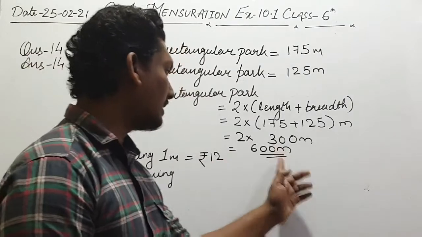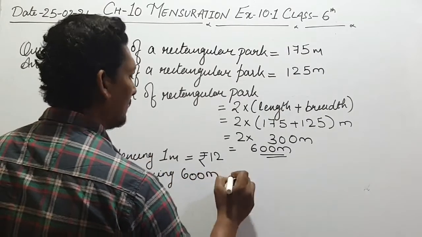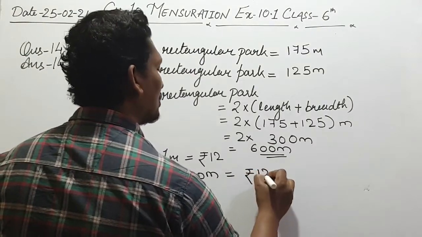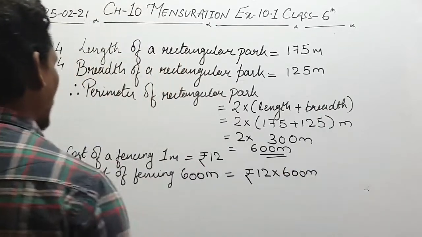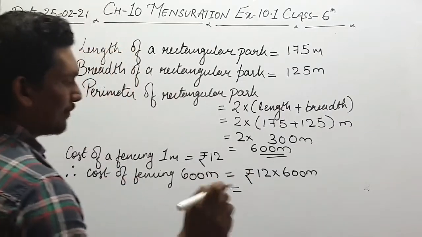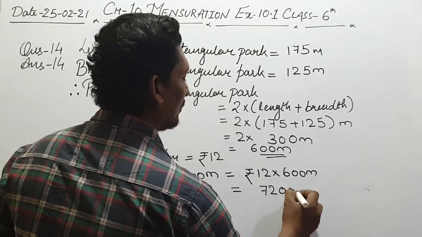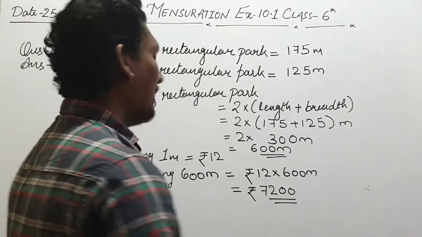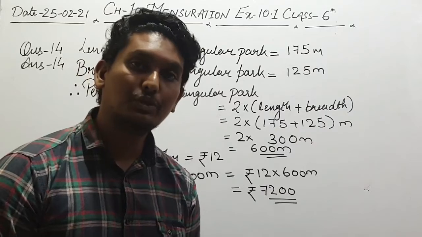So we are having how much? 600 meter. Therefore the cost of fencing 600 meter. So how much it will cost? Just rupees 12 multiplied by 600 meter. Okay. So the final answer is the cost will be 12 into 6, that is 72, this 20, so 7,200 rupees. Therefore, the final cost for 600 meter is rupees 7,200.